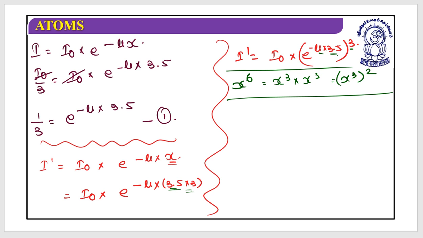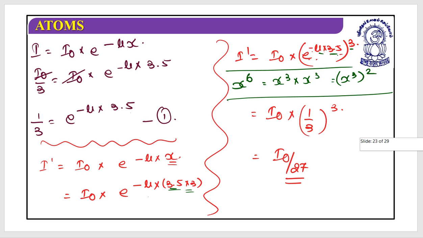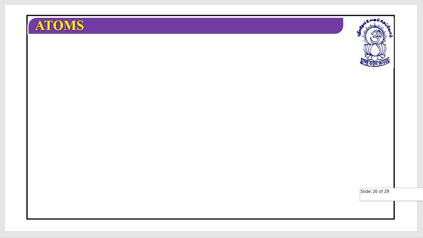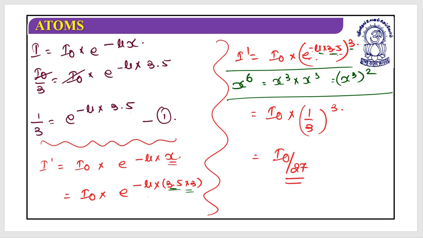So from this we understand this is equal to I naught into e to the power this. And e to the power minus mu 3.5 has a value of 1 by 3. So this is total 1 by 3 to the power 3. This could be written as I naught by 27. I hope this is clear. Now do you have any doubts? Can you do this kind of questions? Can it be done? Are you sure?